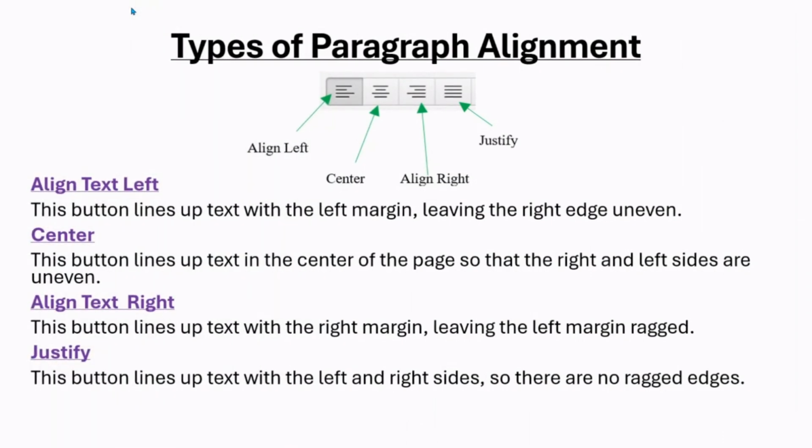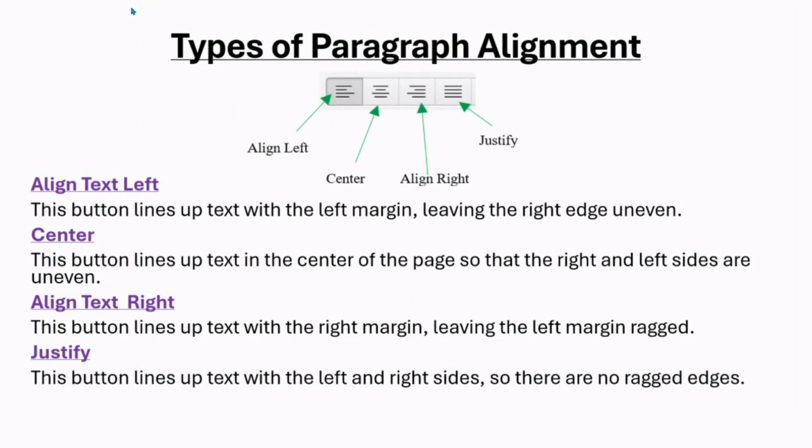Align text left: this button lines up the text with the left margin, leaving the right edge, or the right margin, uneven. So all the text going down the left is even, while the right is uneven. With the center alignment, this button lines up text in the middle of the page, and the right and left sides are both uneven.